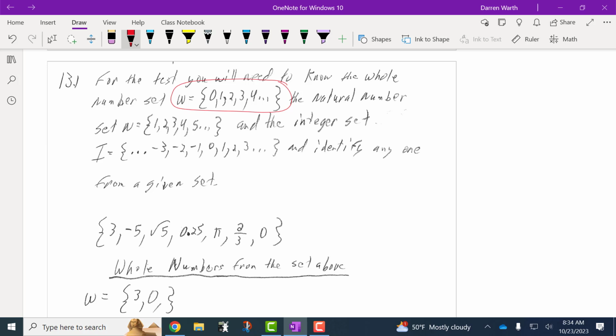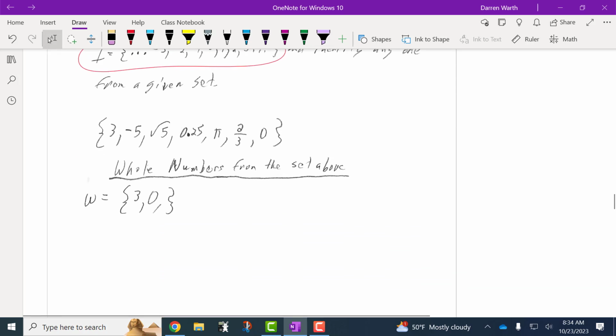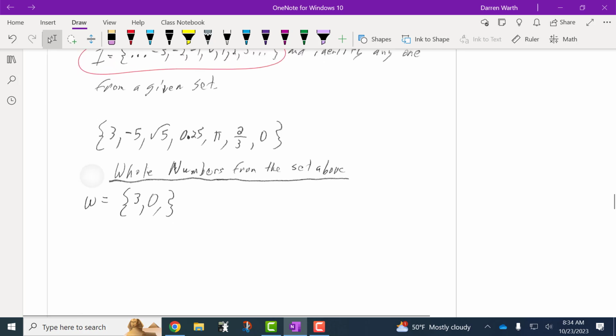So that is your natural number set. You'll need to remember your natural number set. And also you'll need to remember your integers. So integers are all natural numbers and their opposites. So like -3, -2, -1, 0, 1, 2, 3, and notice the 3 dots means it goes on forever. So when you look at your sets, you have to identify the numbers that either reduce to be a whole number or are already a whole number.